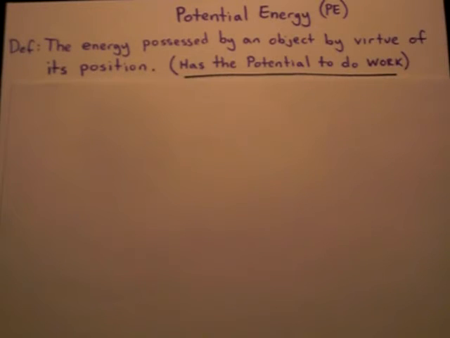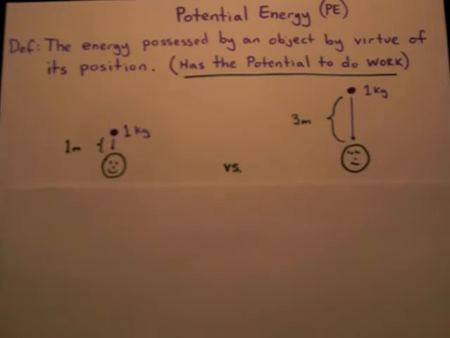let's take a look at potential energy. Now, I want you to know that the symbol for potential energy is going to be PE. And PE, of course, means potential energy. The specifics about potential energy are that it is the energy possessed by an object by virtue of its position. In fact, depending on its position, it has the potential to do work.